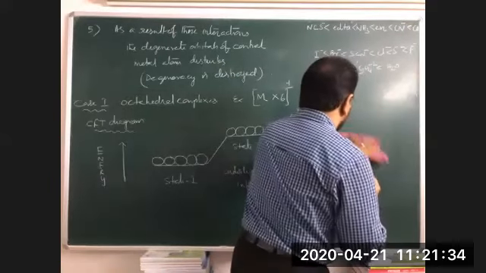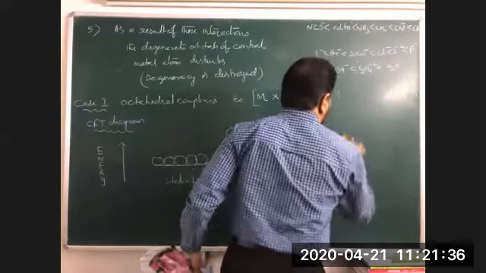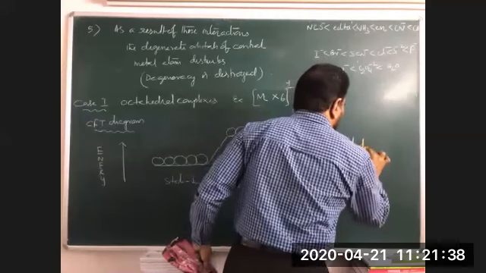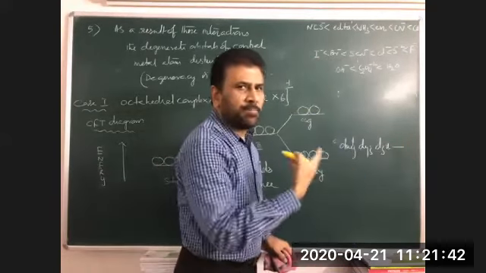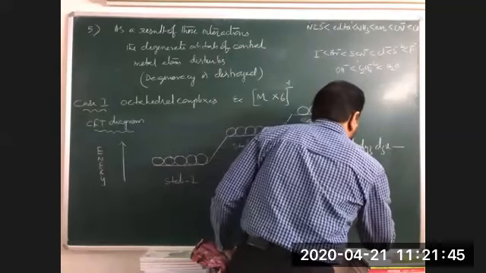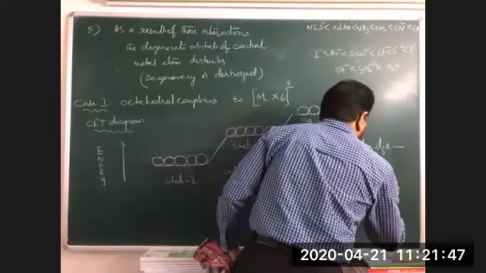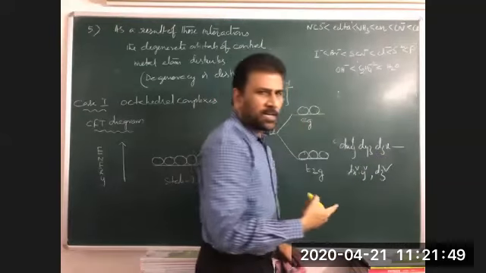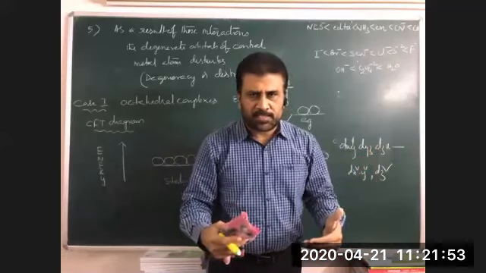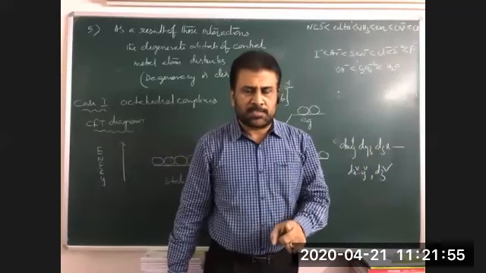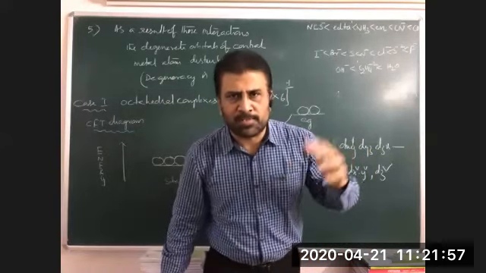Therefore, 3 orbitals, dxy, dyz, dzx are in between the axis. Dx square y square and dz square are along the axis. Therefore, 3 orbitals are between the axis and 2 orbitals are along the axis. This is the important point you have to remember always.